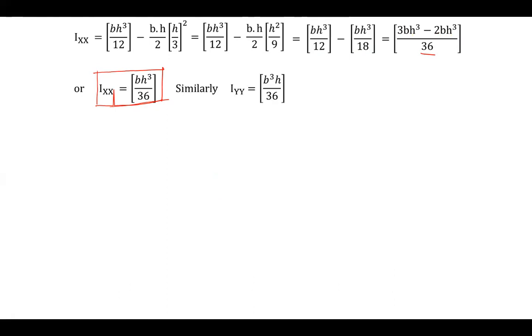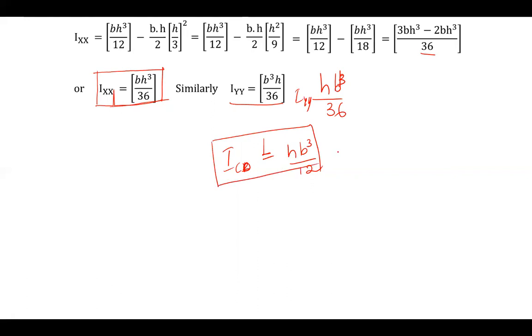Similarly, you can obtain the moment of inertia about the central axis, the y axis, which is equal to b cube h by 36. Not 12, 36. This is Iyy. And the moment of inertia about the vertical base can also be taken as hb cube by 12. That's the end of the moment of inertia of a triangle.